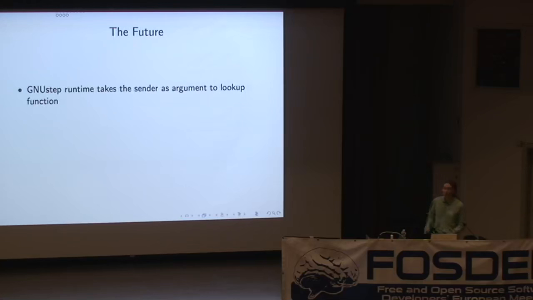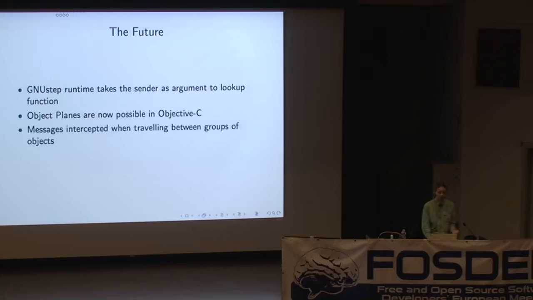And we've also got some research stuff going on. The new runtime takes the sender as one of the arguments for the lookup method. And so we can implement this thing called object planes. And Demian's been doing some work on that in Smalltalk as well. The idea is that you have objects that are grouped in some semantic group, and that might be related to a document or related to a specific library. And every time you send a message between two of these discrete groups, the message is intercepted and you can do some rewriting on it.